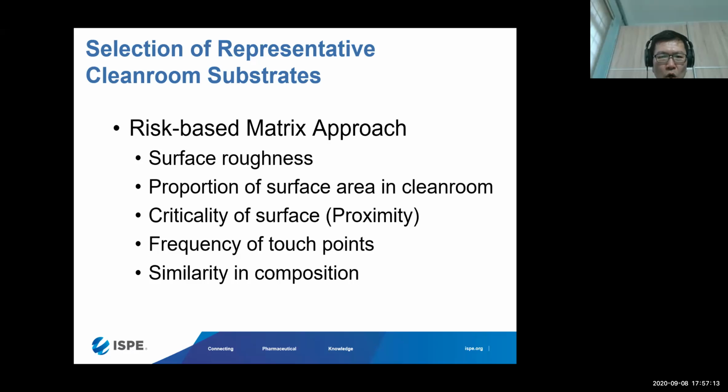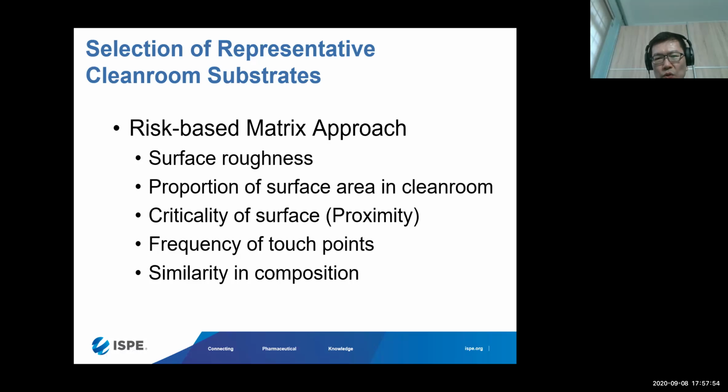It's impossible to include all the surfaces because the more surfaces you use, the more tests you will need to perform. So basically you need to perform some kind of risk assessment based on a matrix approach. You can base it on the surface roughness. Typically, the rougher the surface, the more difficult it is to achieve the required efficacy. And also the proportion of surface area in the clean room. Large surface areas like floors and walls will definitely need to be included. Proportion of surface area. Criticality of surface, proximity to your critical process.